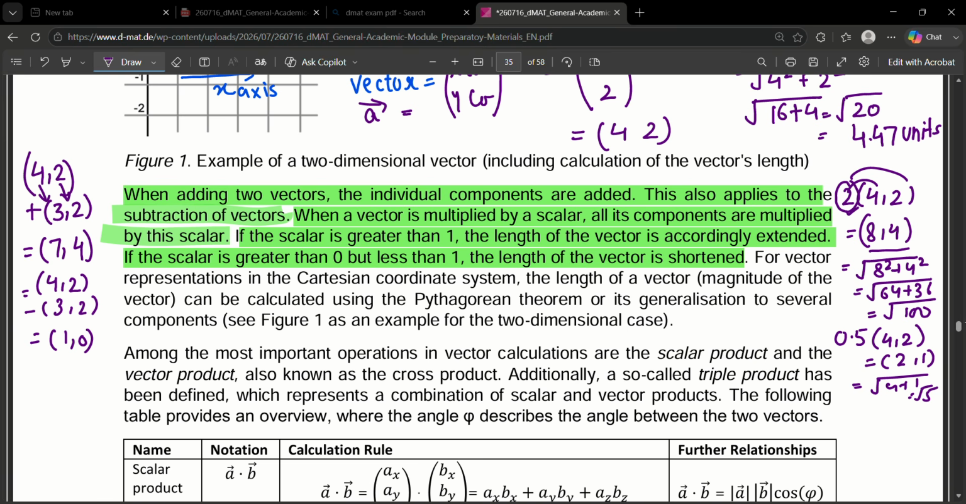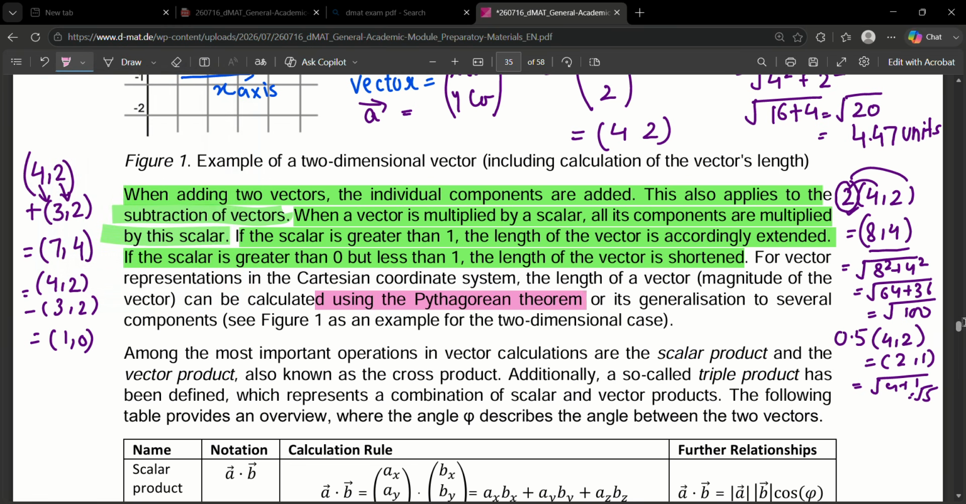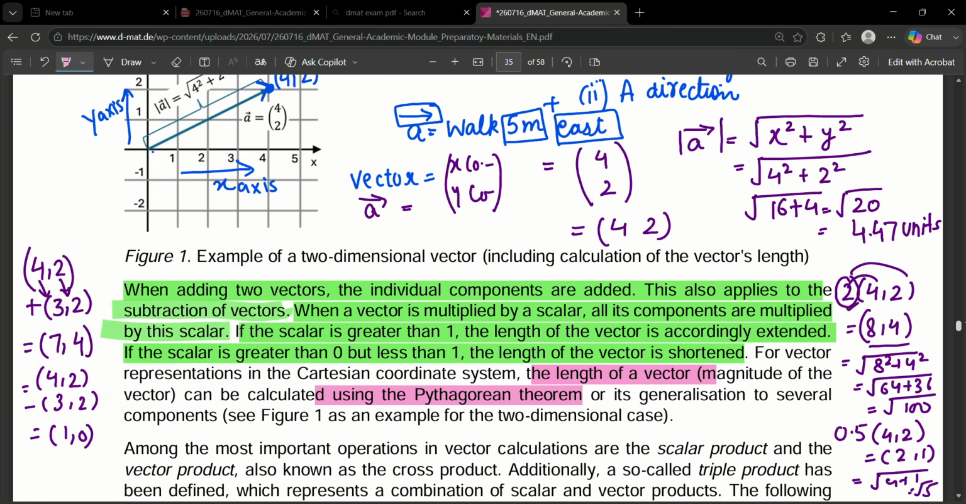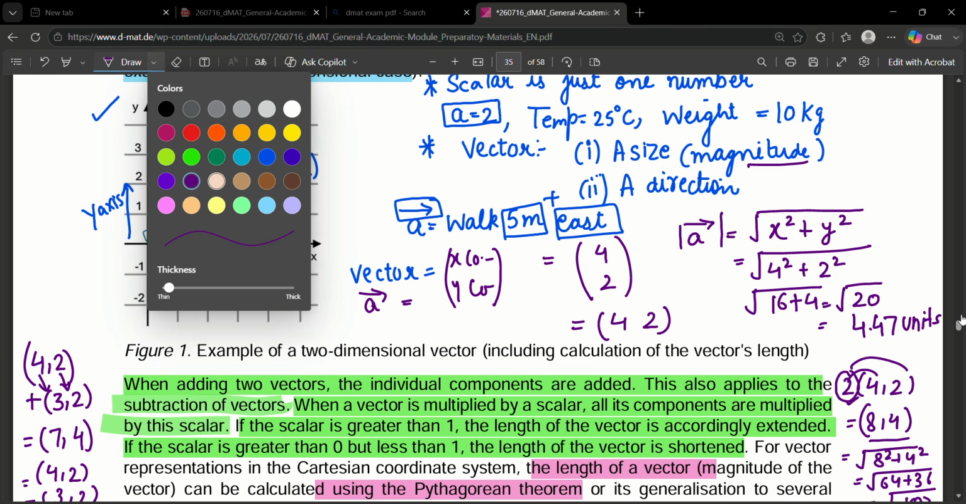For vector representation in the Cartesian coordinate system, the length of the vector, the magnitude of the vector, can be calculated using the Pythagorean theorem, or its generalization to several components. So they are talking about how we can find the length of the vector with the use of the Pythagorean theorem. Pythagorean theorem means Pythagoras theorem that you already know.